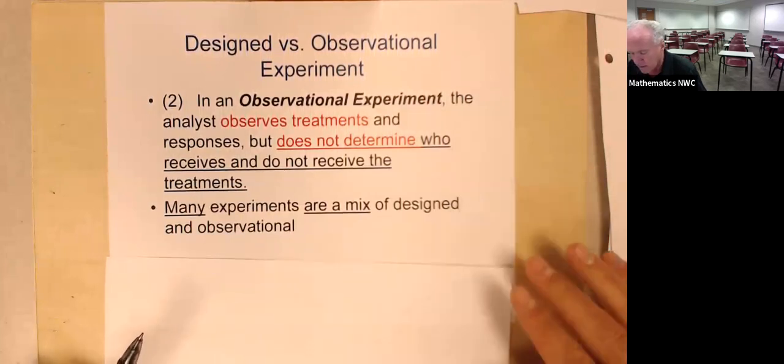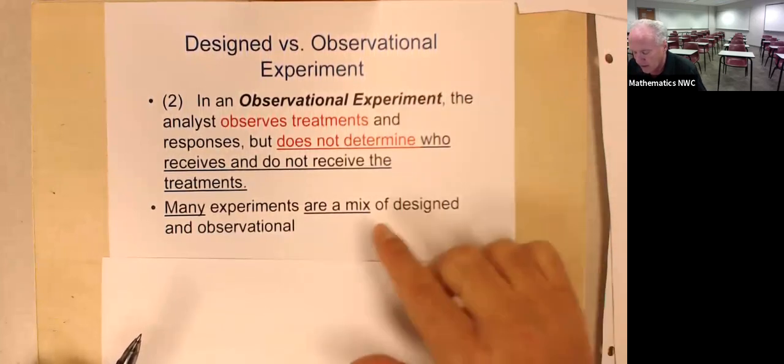Many experiments are a mix of the designed and the observational.